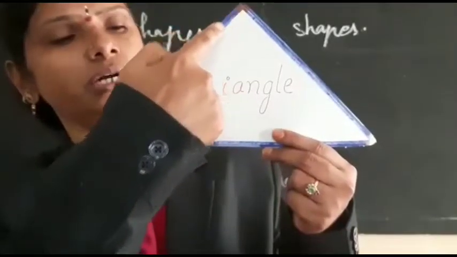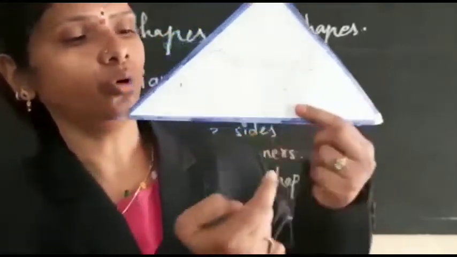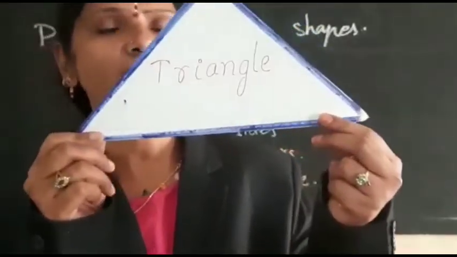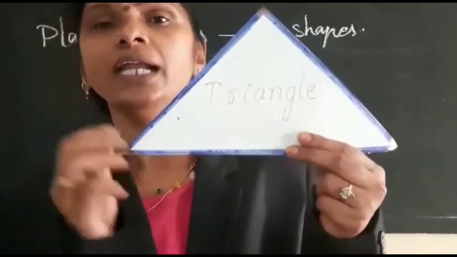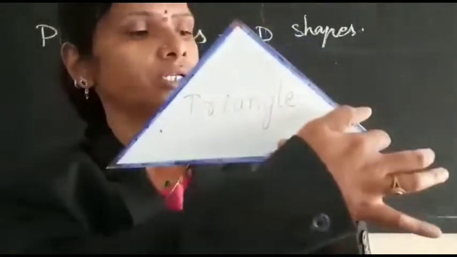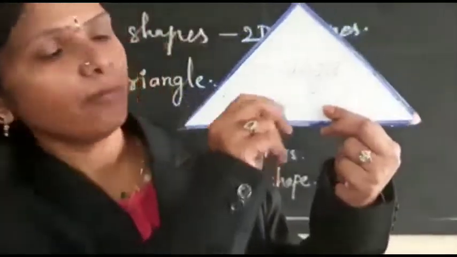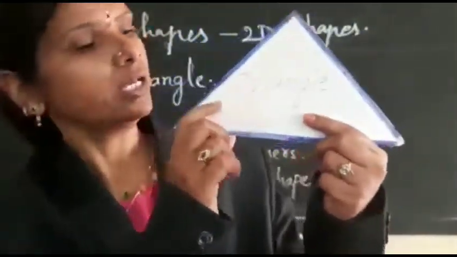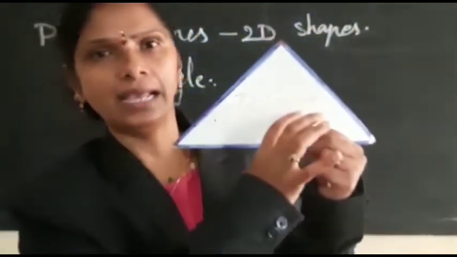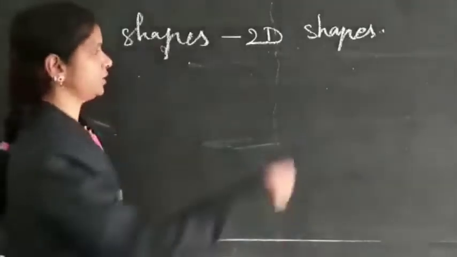Already I told you, 1, 2, and 3 sides are marked with the blue color, and three corners, 1, 2, 3, are marked with the red color. It is a flat shape. Okay, so it is a triangle. Okay. Next shape here.